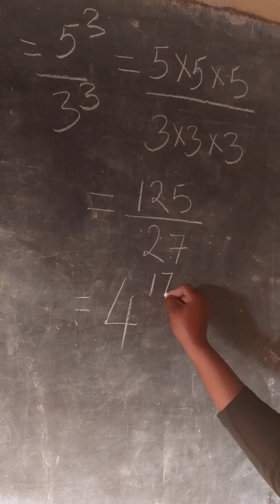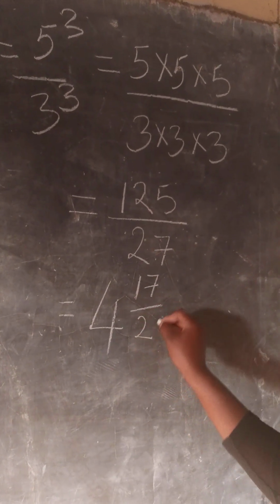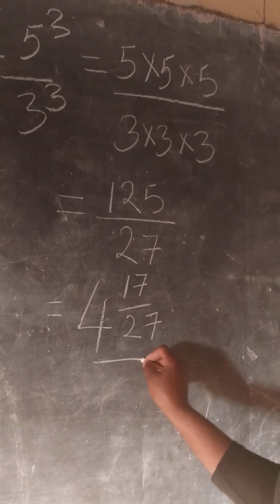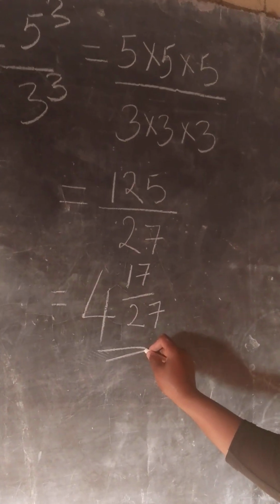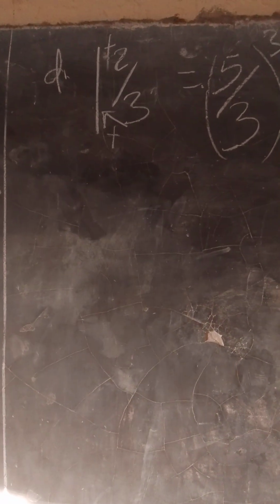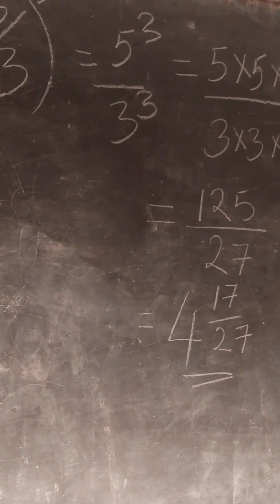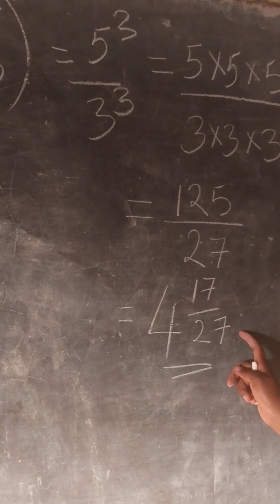4 and 17 over 27. Therefore, the cube of 1 and 2 over 3 is 4 and 17 over 27.